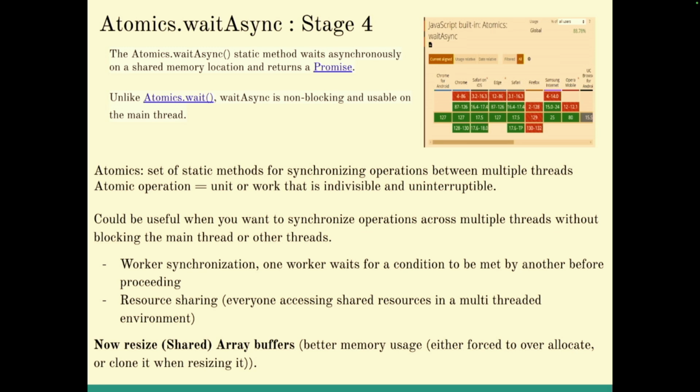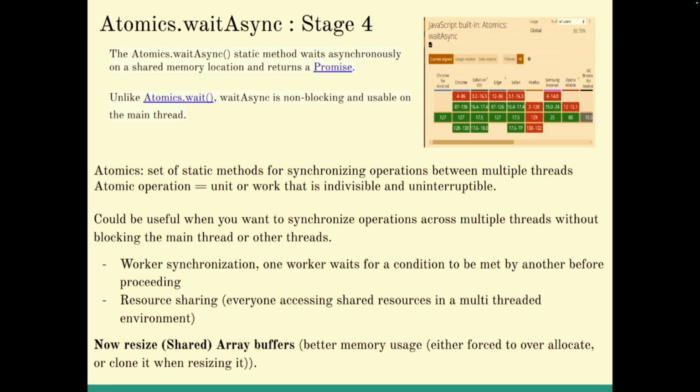So next, let's talk about Atomics.waitAsync. This is a new static method, and it'll wait asynchronously on a shared memory location and return a promise. So you might be thinking, okay, this is kind of similar to Atomics.wait. However, this one is non-blocking, so you could use it on the main thread. If you're a little bit less familiar with Atomics, the way that I think of it is static methods for synchronizing operations between multiple threads.